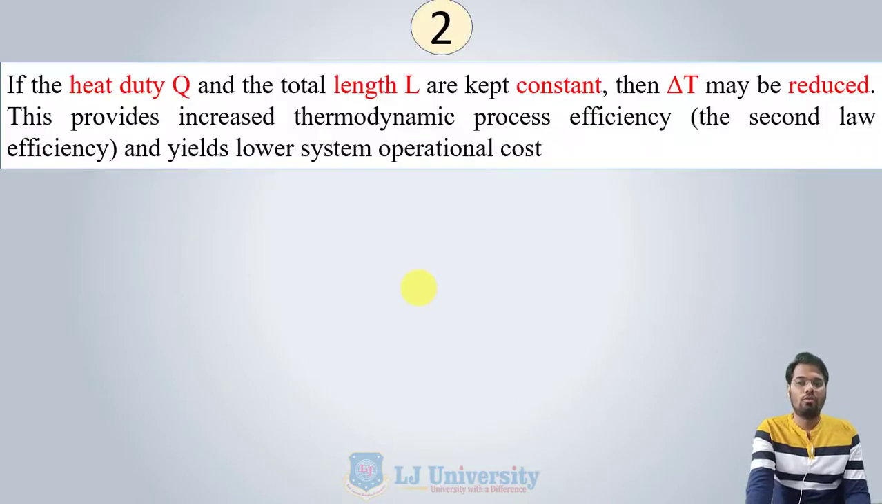The second point: remember the equation U is equal to Q divided by delta T into A. So if the heat duty Q and the length L are kept constant, then the delta T may be reduced to increase the value of U.